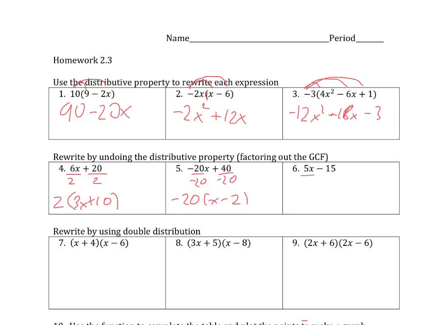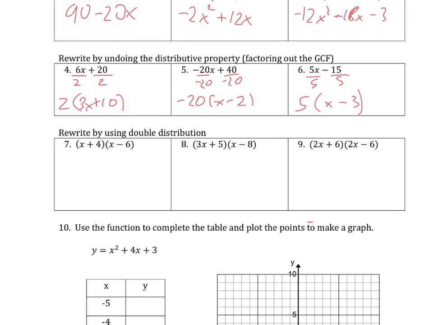You can divide each of those by 5. That gives me 5x divided by 5 is 1x, and then 15 divided by 5 is 3. Just bring that minus sign down with it. You're done there. I wanted you to keep practicing your double distributions. So here goes 7, 8, and 9.